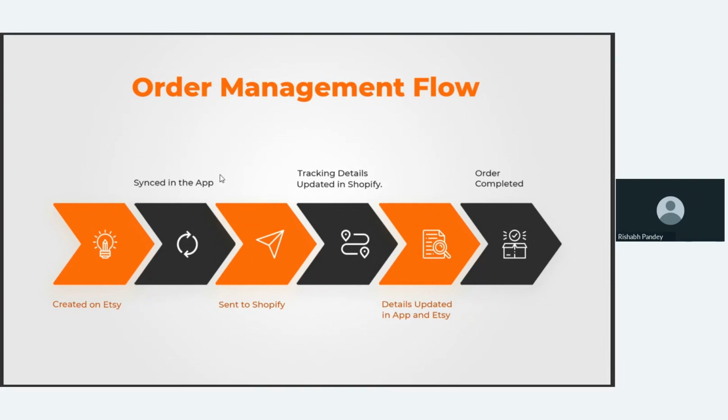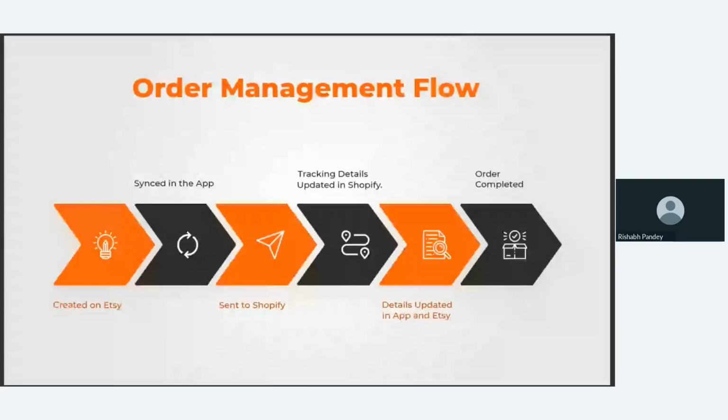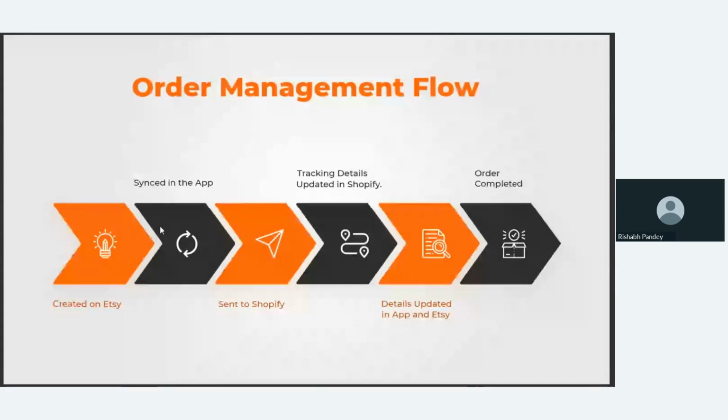In simple language, it is like this: the order is placed on Etsy. The order is sent from Etsy to the app to Shopify. The tracking details are updated on your Shopify store for that specific order, then from Shopify to Etsy, and the order is marked as fulfilled. So this is the complete flow of order management here.